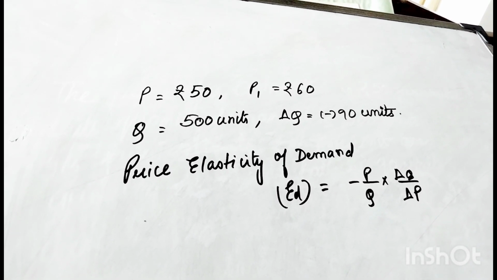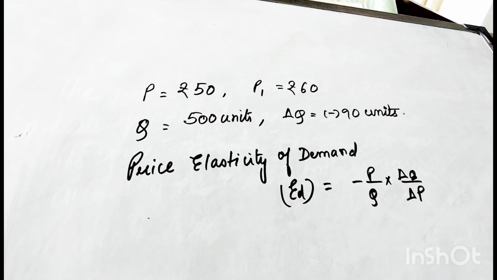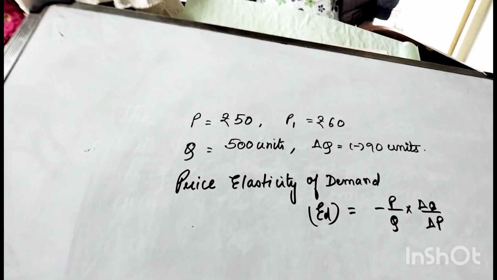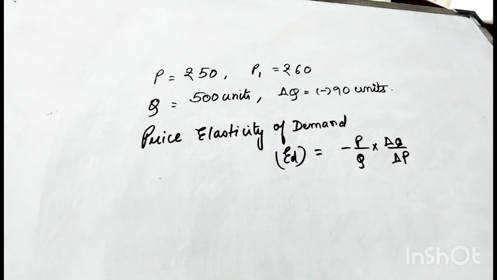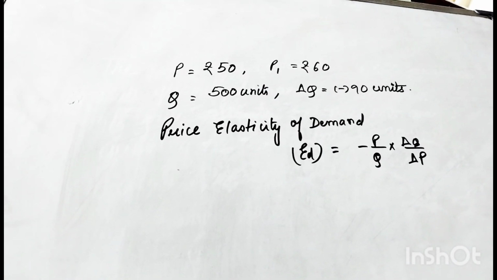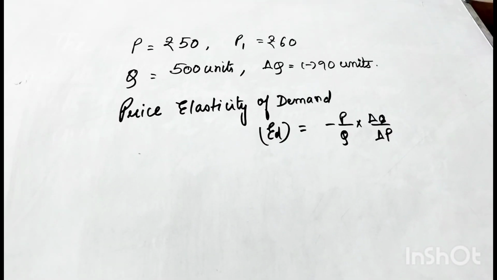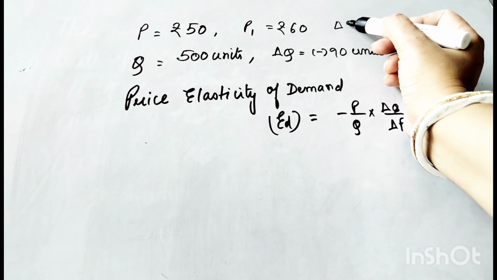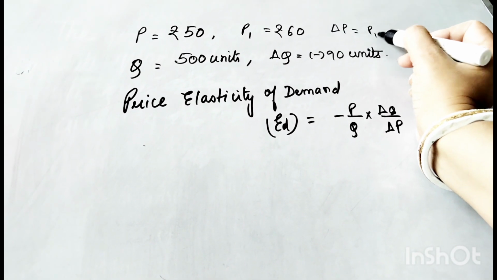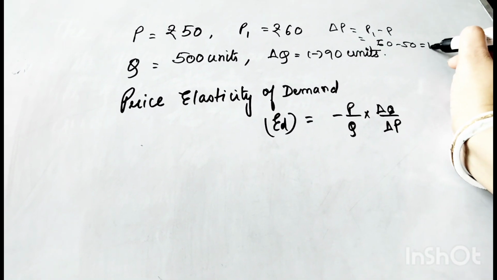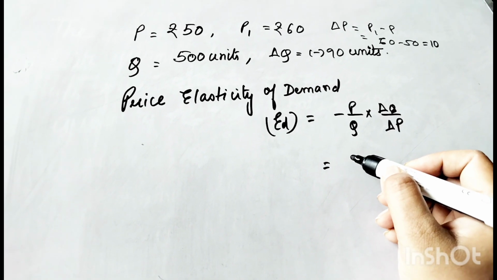Next we will write the formula. My price elasticity of the demand is what? P by Q into del Q by del P. I have told you earlier that even if you do not put the sign of minus, we are going to take the absolute value, your answer won't be wrong. So now I have to find out the del P. Del P is what? P1 minus P, that means 60 minus 50. What is the answer? 10.